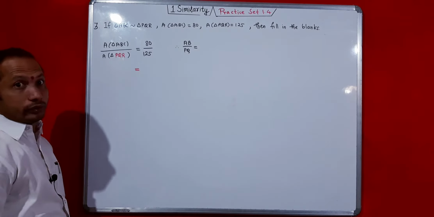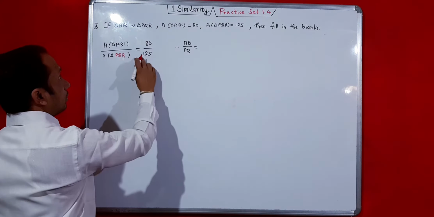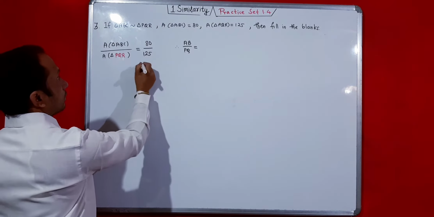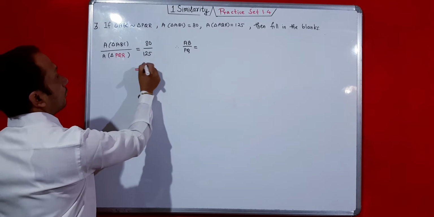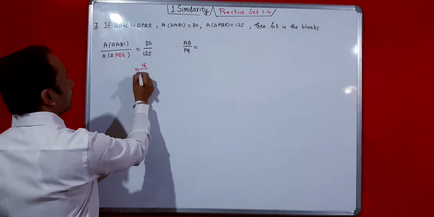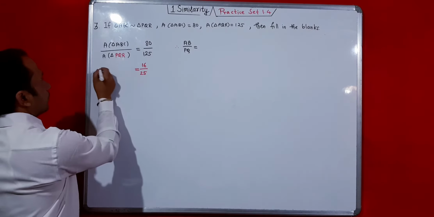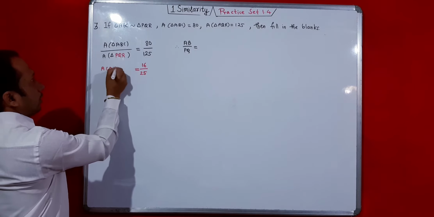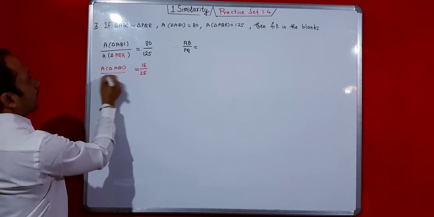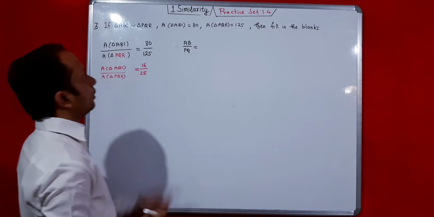I will tell how this comes. 5 ones are 5, once again 5 ones are 5, and then 3 remaining, 5 sixes are 30, and 5 into 25. So you will get this first, area of triangle ABC upon area of triangle PQR. Then AB upon PQ you have to find.